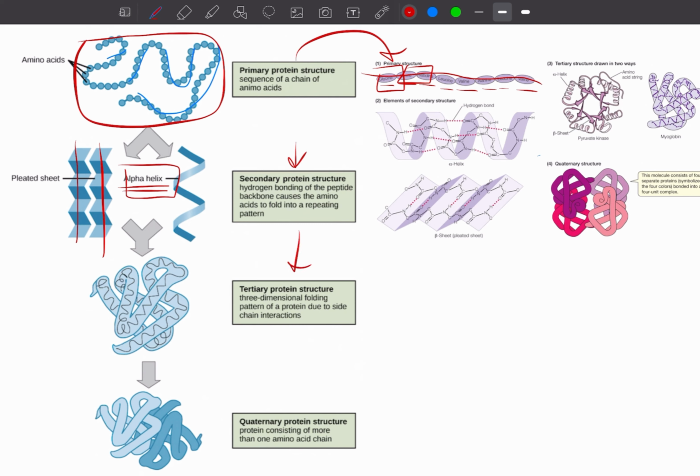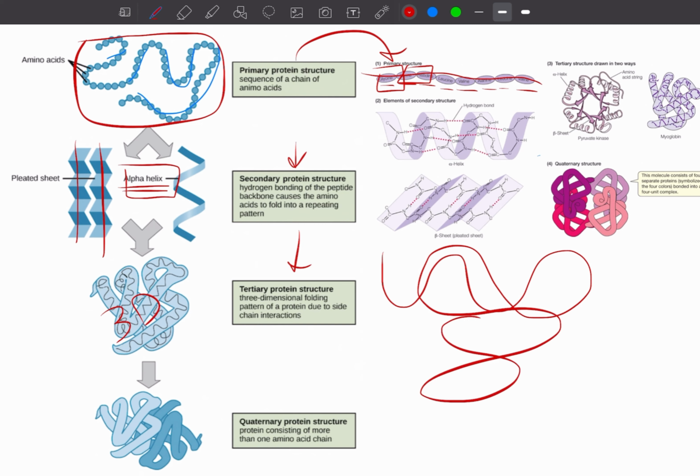Then we have tertiary protein structure, which is as simple as 3D. These polypeptides get so long that they just start to fold and crunch up like paper, creating these 3D proteins. And we'll see more examples of some of these proteins, okay?